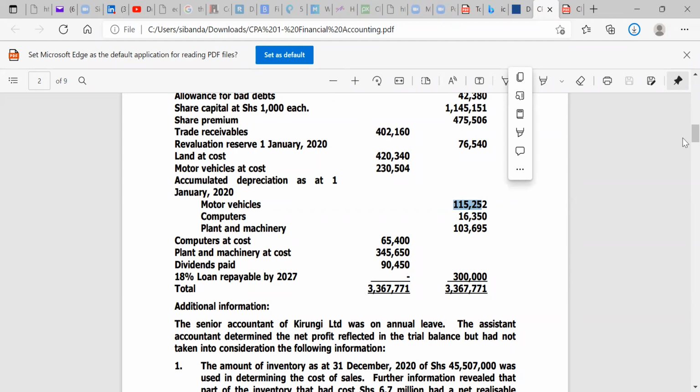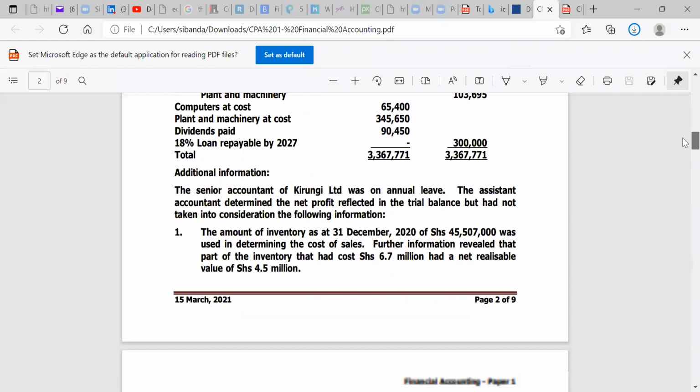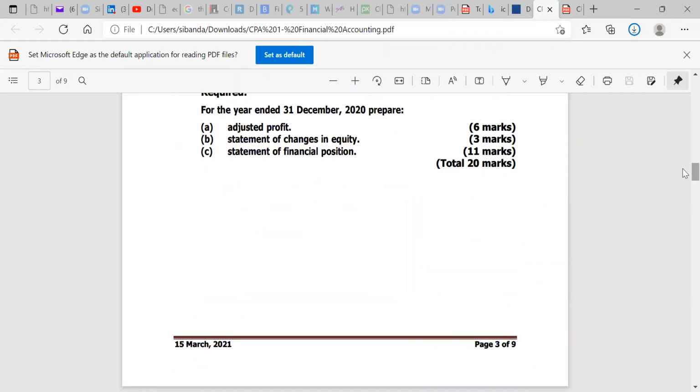So we'll look at other numbers that will give us an insight into how to prepare a statement of financial position and also a statement of changes in equity. Then you can be able to do this on your own.